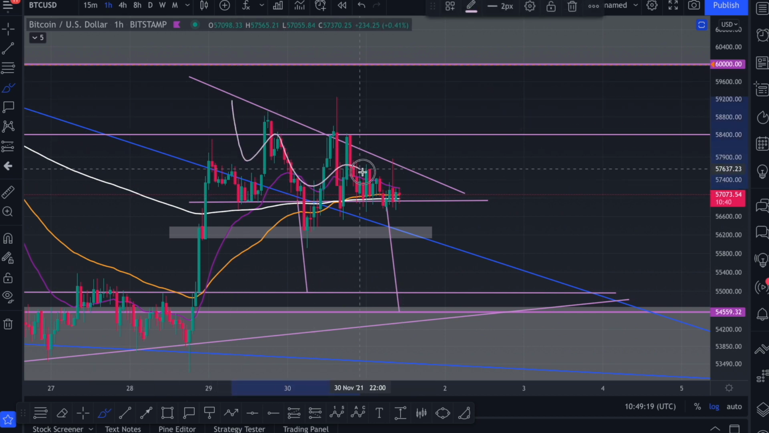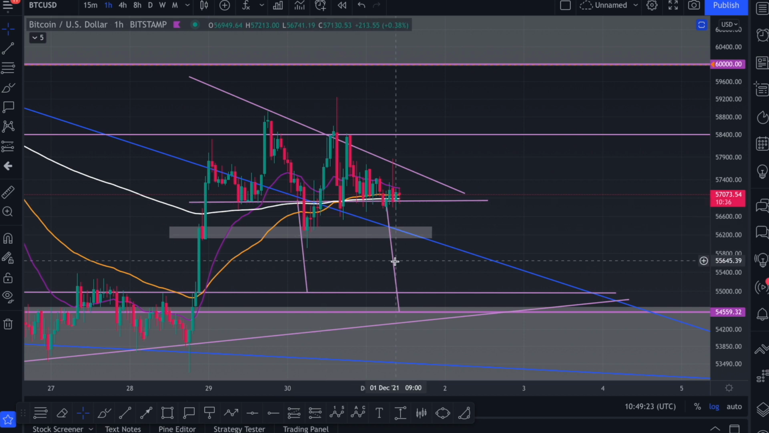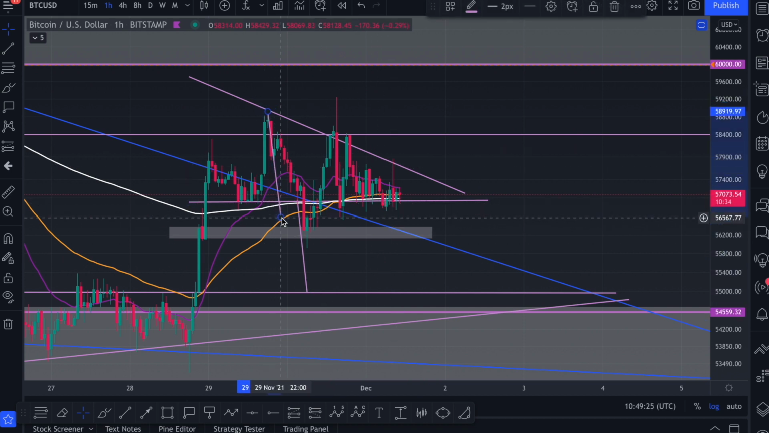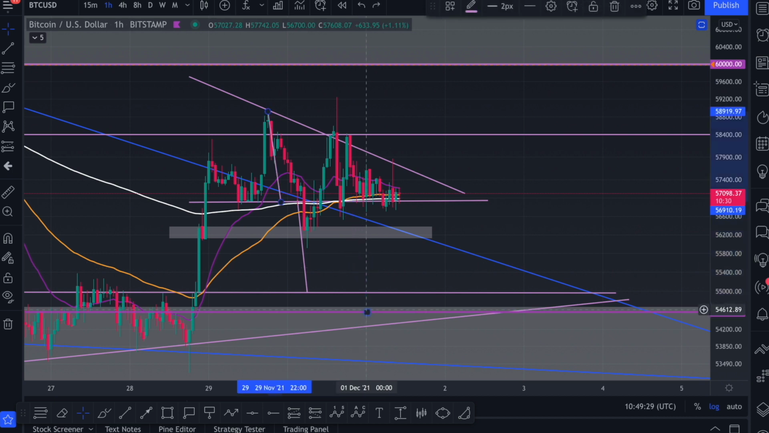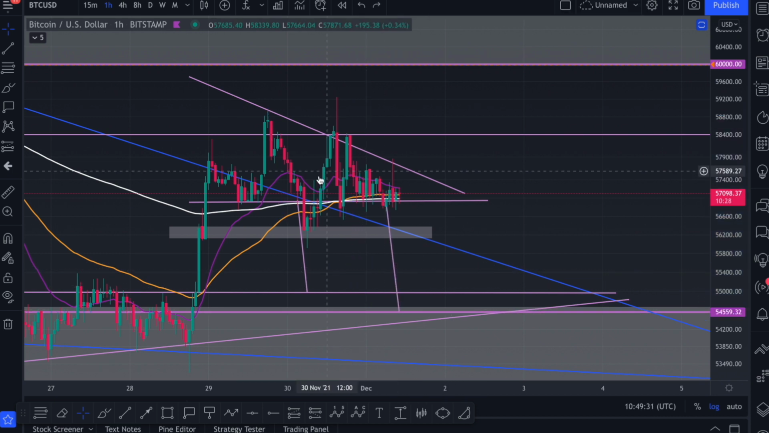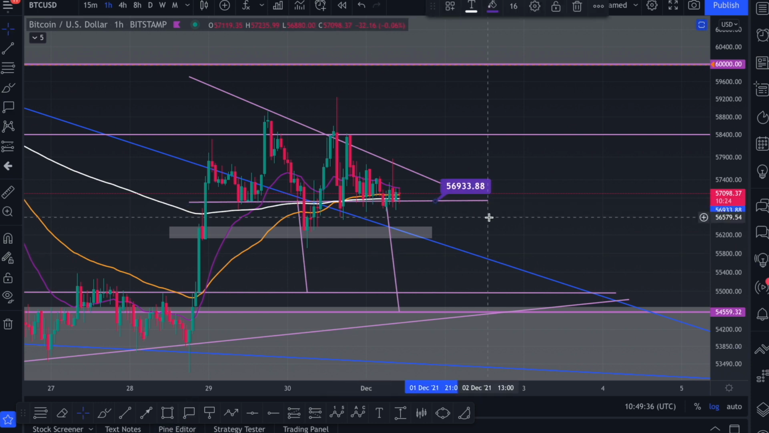So we have this descending triangle giving you your technical target. If you don't agree with that being the technical target, just do it from here to here. Basically the same target. So either way guys, once we lose this support, 56,933, we have a technical target down at 55k, but also a technical target at 54,500 basically.